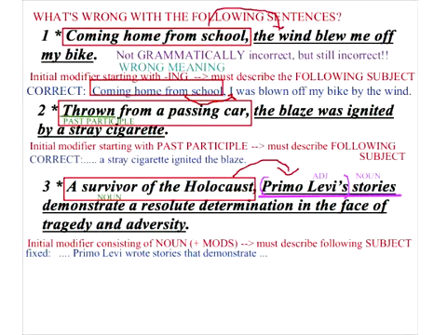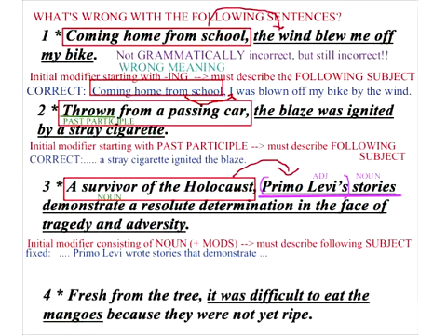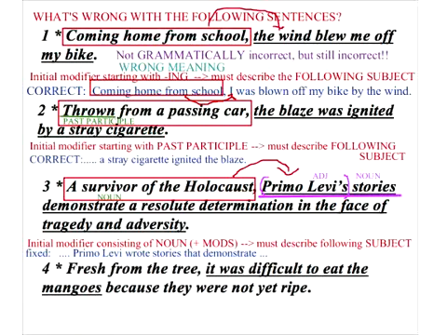Questions, please type them. One more example is this: "Fresh from the tree, it was difficult to eat the mangoes because they were not yet ripe."